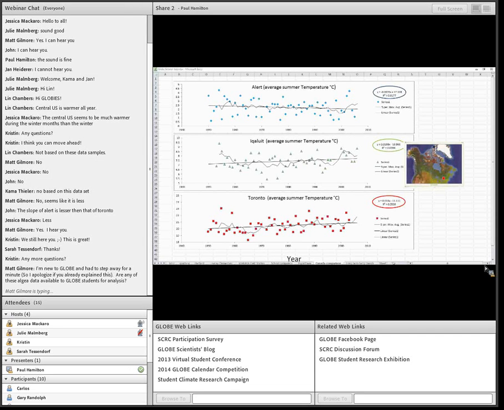That would be great. And then maybe we can write a blog post on it from the GLOBE Program Office, just saying that this data is available for students to use. Because I know that Paul is very busy, so we will work with him to get that information up. So thanks, Matt, for the suggestion.